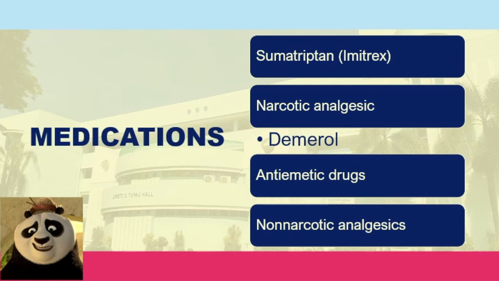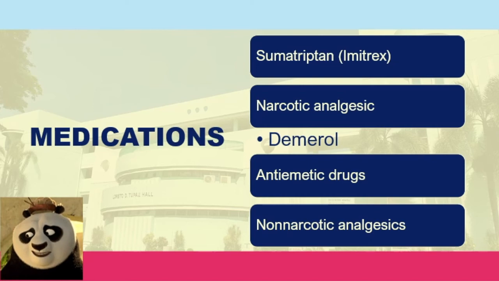However, please take note that sumatriptan is highly contraindicated for a patient with hypertension, and renal and hepatic impairment. Now, once your patient is experiencing severe pain that could not be resolved by these medication classes, you can already administer narcotic analgesics. A good example of a narcotic analgesic is meperidine, Demerol. So that's one example of a narcotic analgesic.